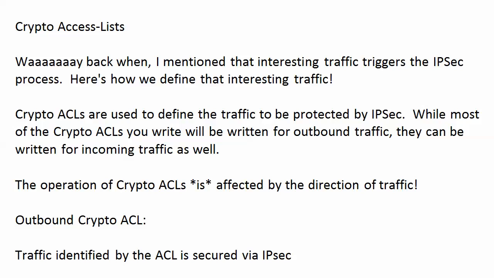Now, why am I mentioning that? Because interesting traffic here does the exact same thing. It triggers IPSec. Crypto ACLs are used to define the traffic that we're going to protect with IPSec. Now, most of the crypto ACLs you write, to be blunt, are going to be written for outbound traffic, but they can be written for incoming traffic as well, and I would bet every single dollar and cup of coffee I'm going to have in the next couple of days that this is going to come up on your test somehow. Because the operation of crypto ACLs is affected by the direction of traffic.